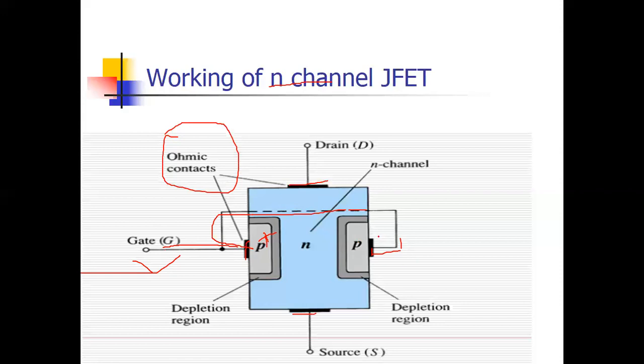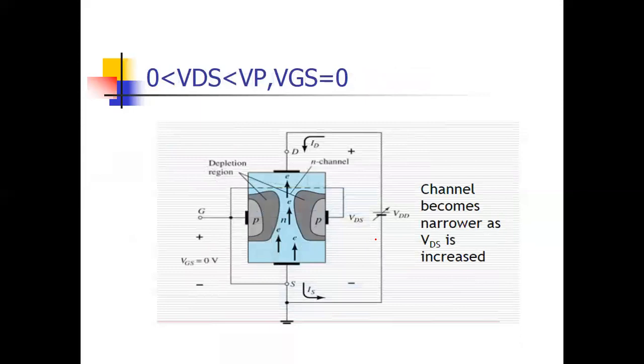So now the working. Having understood the concept, the first case is VGS equals 0. VGS equals 0 means we are not applying anything at the gate. Remember, this gate is internally connected. This is gate, drain, source. We are not applying anything at the gate, and now we are applying some voltage at the drain, plus and minus. What will happen? This is N type. In an N type semiconductor, the carriers are electrons. So all the electrons start to be attracted to the positive terminal.